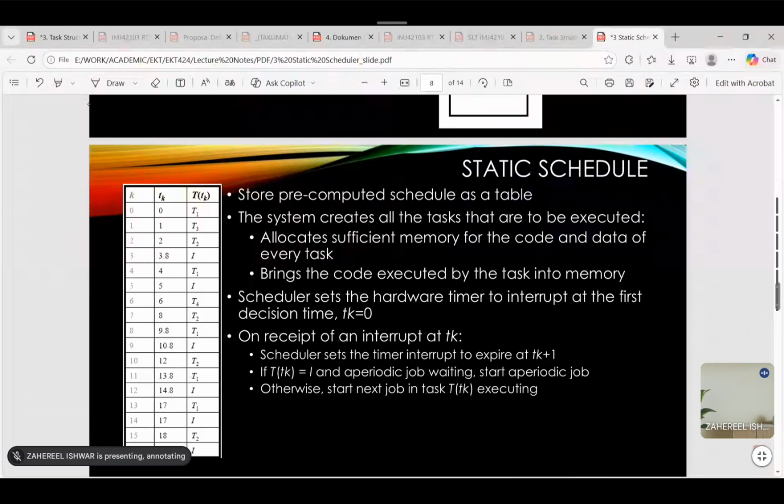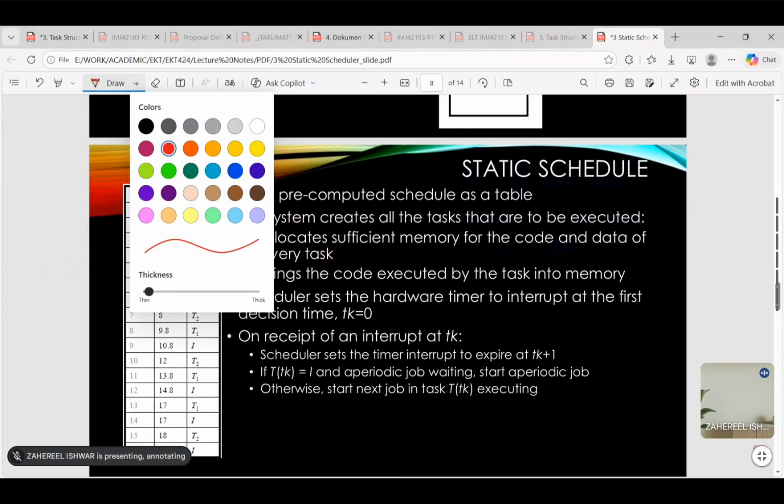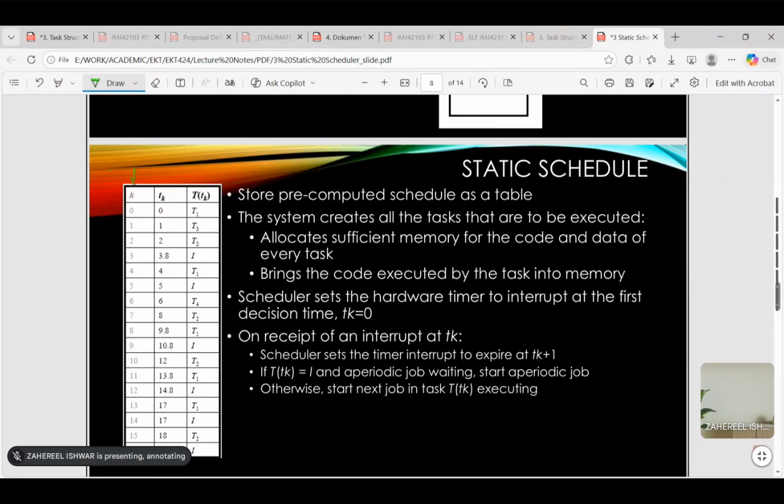So if you look at this particular table right here, okay, this is simply a counter. This is the time, and this is which particular job of a particular task is being executed at those times.